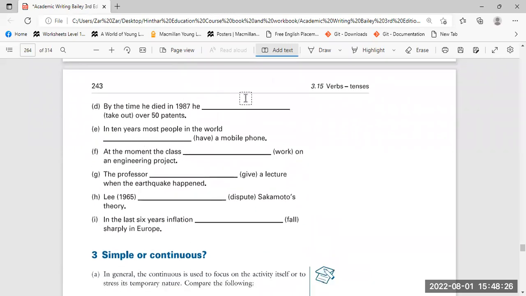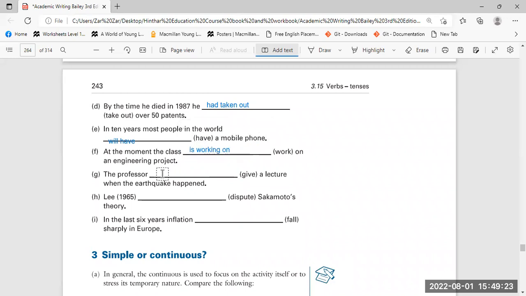This one, by the time he died in 1987, he blank over 50 patents. Had taken out. He had taken out, yes, you're right, had taken out. In 10 years, most people in the world blank a mobile phone. In 10 years. Would have had, or will have. Yes, will have is right. And at the moment, the class blank on an engineering project. Is working on, is working on this one.